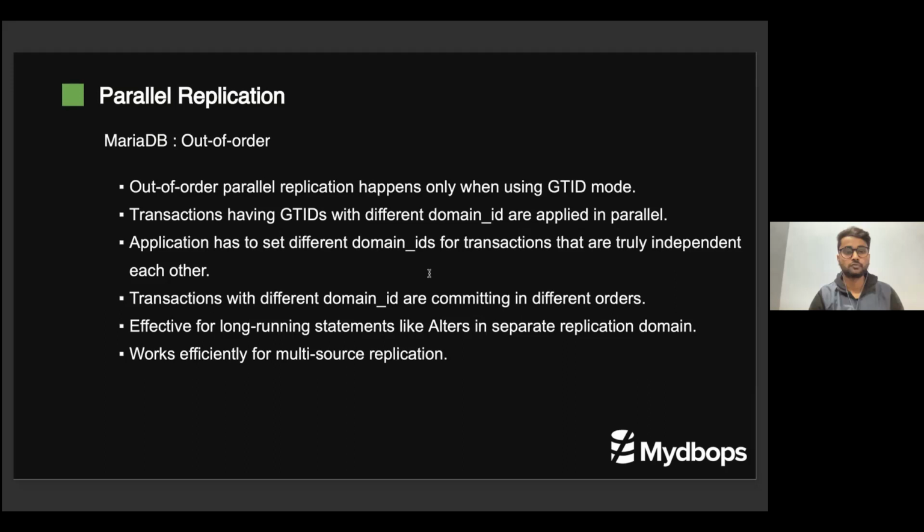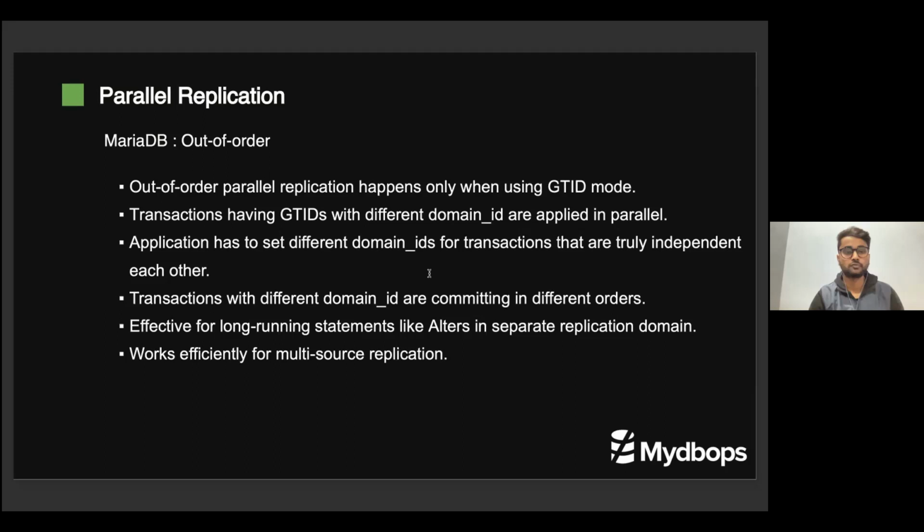Like when we have multi-source replication, with two masters and one slave, with different domain IDs, the transactions associated with different domain IDs can be committed in a different order. There will be no conflicts and no waiting for each other. They can be applied in parallel on the slave, because as each has a different domain ID, a worker thread will take it separately and apply it on the slave.